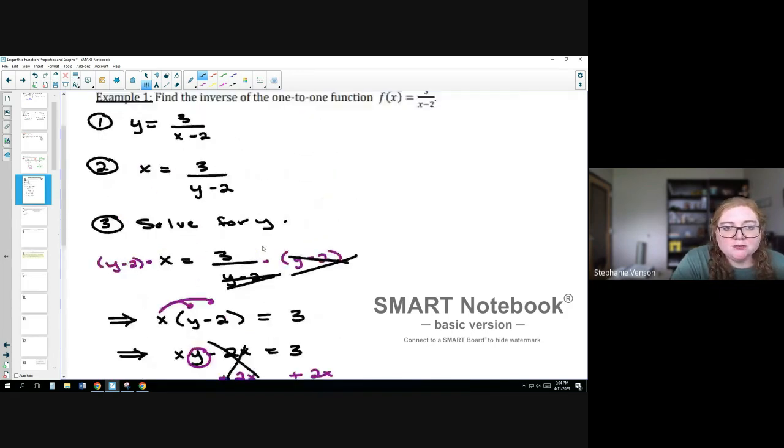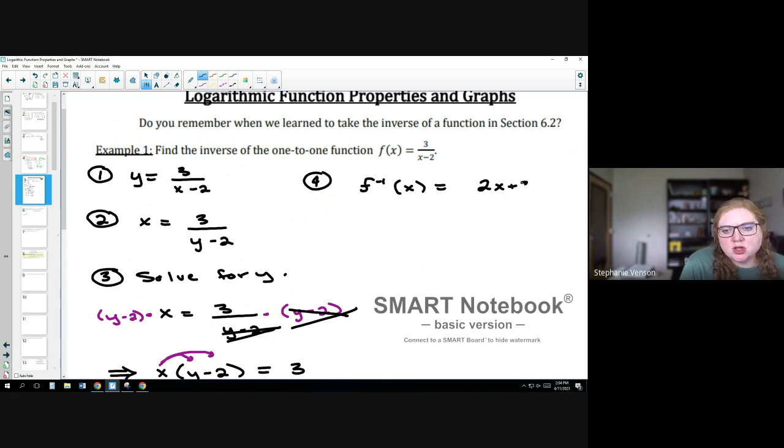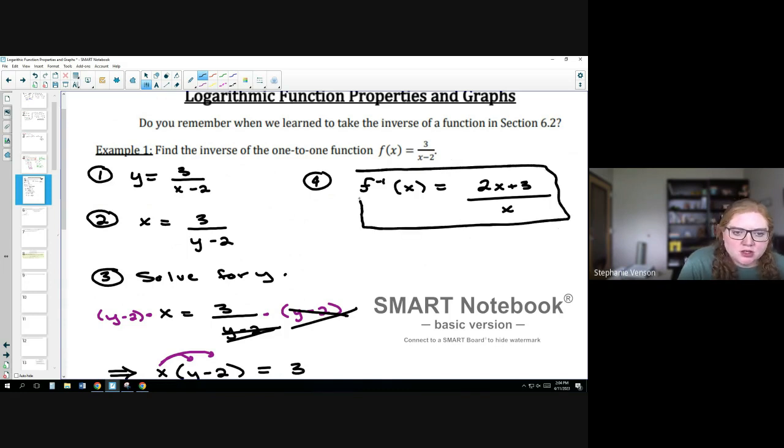Okay, so that's my inverse. I'm going to come up here and write my final answer with inverse notation instead of with a y. That's sort of my step 4, is to write it with inverse notation. So I can say f inverse of x is equal to 2x plus 3 over x. All right. So that was just a little walk down memory lane, just a way to remind you how to find inverses, the 4-step process for finding inverses, because this lesson on logarithms is going to build on that.